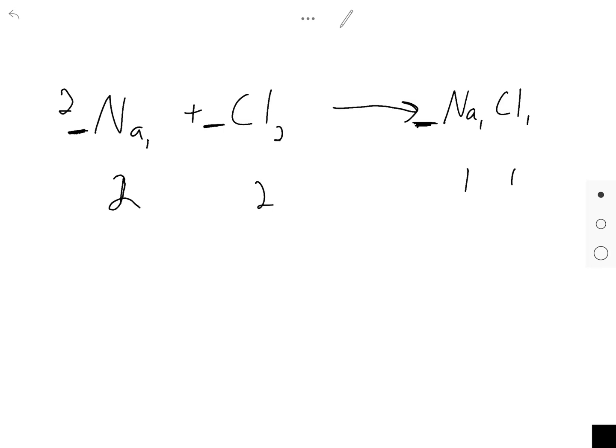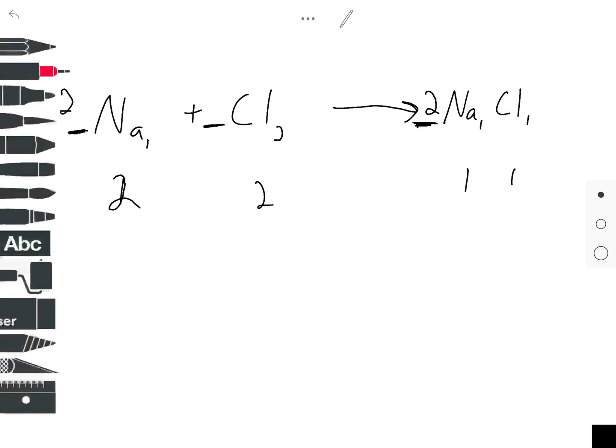If you're thinking the same thing as me, then you are probably thinking we can put a number 2 there, okay? So with the number 2 there, we can get rid of these 1s, and 2 times 1 is 2. 2 times 1 is 2. Okay. Now we have 2 sodiums, 2 chlorines, 2 sodiums, 2 chlorines.